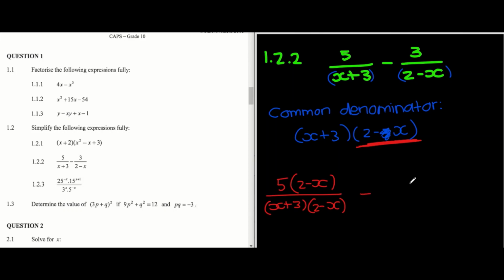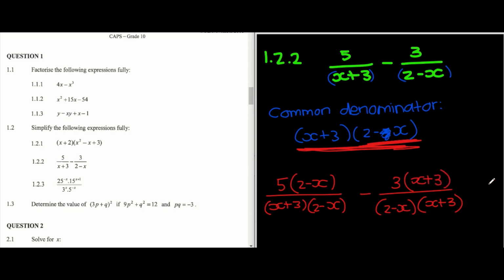Same thing for the second term, so we've got 3, and then at the bottom, 2 take away x. So we want to have both of these terms at the bottom, so we're going to multiply by that x plus 3 term. If we do that at the bottom, we have to do it at the top as well. Okay, this is probably the hardest part, just getting these values in here. Once you have this, it's just simplifying again.